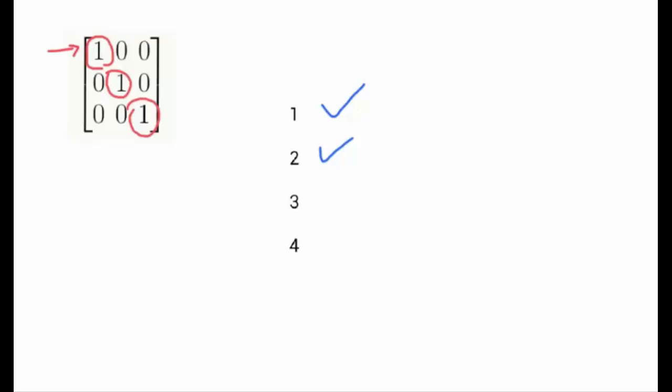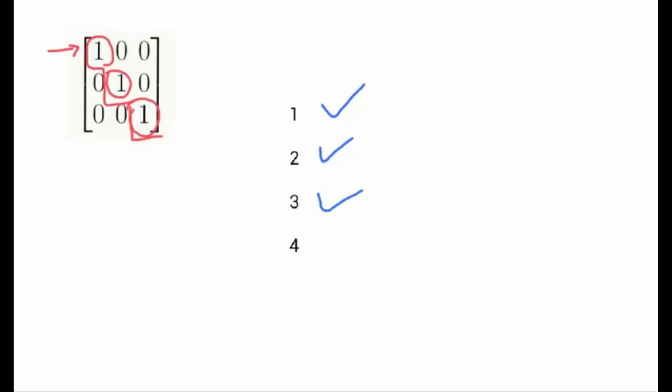The third property says that any leading one has to be below and to the right of any leading one that's above it. So let's take a look at our 3 by 3 matrix. We have 3 leading ones, and the second leading one is below and to the right of the first. The third leading one is below and to the right of the second. So all of our leading ones are below and to the right of any leading one that is above it. So property number 3 is satisfied.